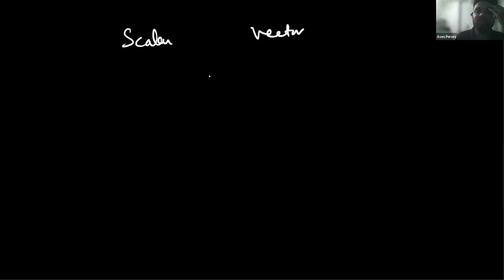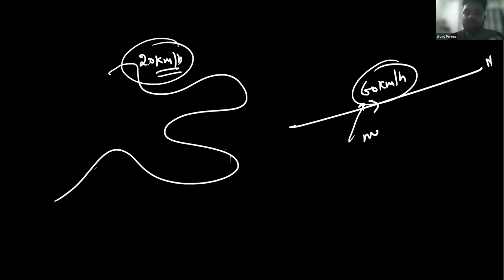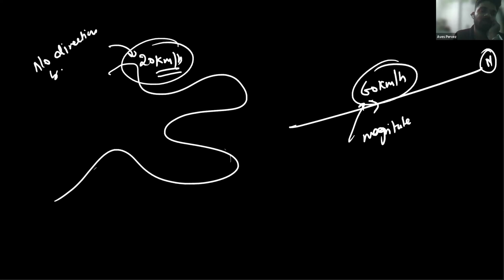If I'm moving and traveling at a speed of 20 kilometer per hour, but I don't have any direction, we only have the magnitude, that is 20 kilometer per hour, but don't have the direction. But what if I'm moving in the north direction with a speed of 60 kilometer per hour? Now I have a direction and a magnitude. The magnitude is 60 and the direction is towards north. So here there is no direction, but only magnitude.